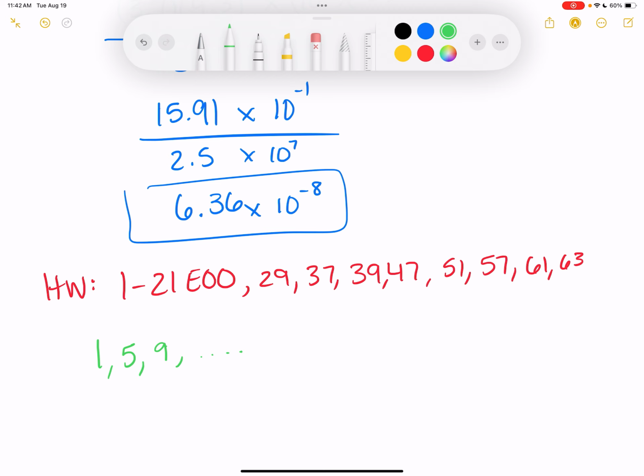What section is this? P.1. It's like page 9 or something.